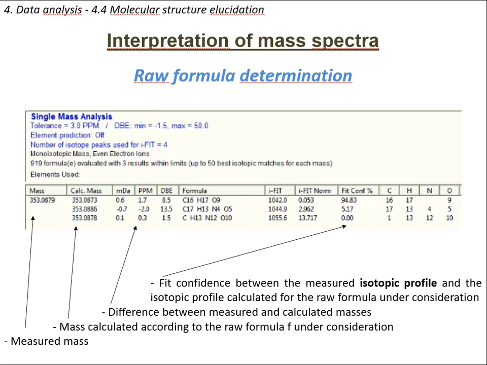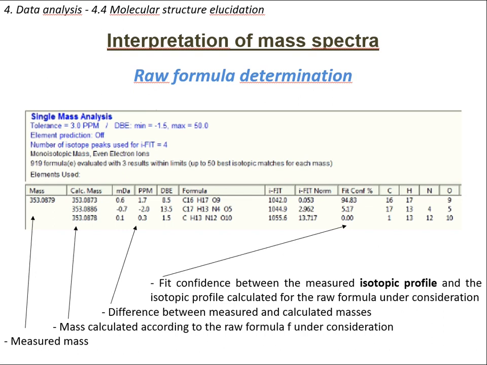And so this is the measured mass. And then you have masses that have been calculated according to different raw formulas. And one of these formulas, the first one, is C16H17O9. But you also have other candidate formulas with very close exact masses, like, for example, C17H13N4O5. In this case, you have 4 atoms of nitrogen, and it gives you a very, very close mass to that which was measured. So the first criterion is how far these two exact masses are.